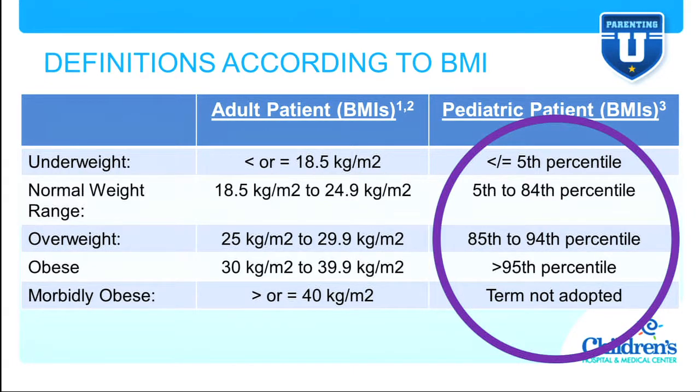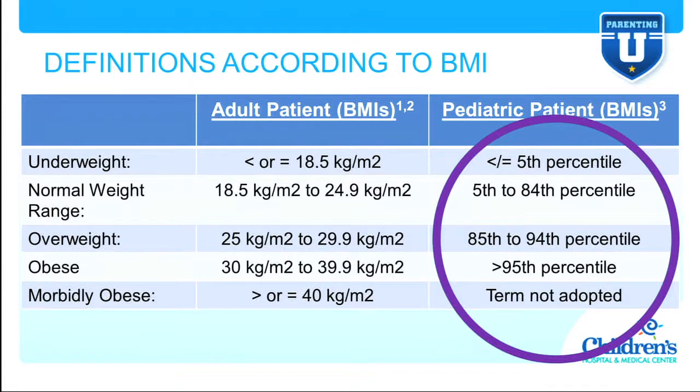If you're normal weight, you're anywhere from the 5th percentile to the 84th percentile. So you see there's a big range of what is considered normal weight in children. If you're overweight, you're in the 85th to 94th percentile. And if you're above the 95th percentile, that is considered obese in pediatrics. The kids that we see in the HEROES program are in the 85th percentile and above.